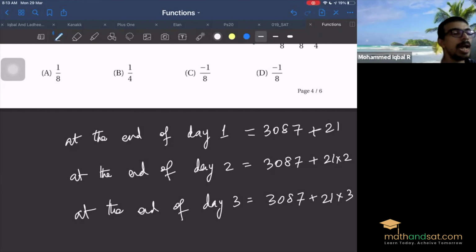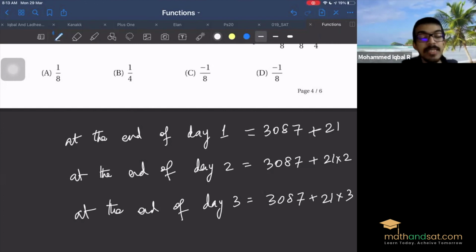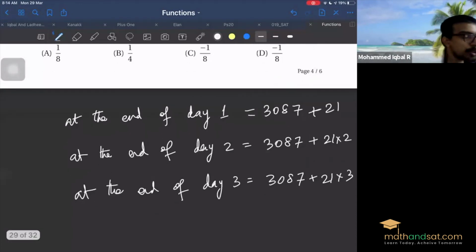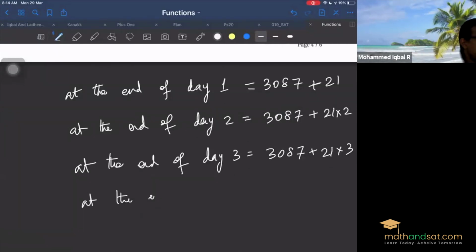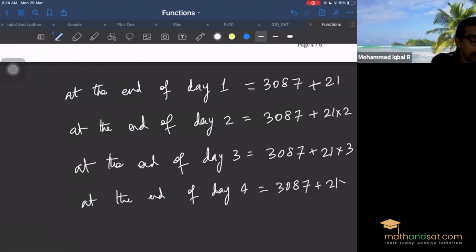And there is a pattern. This pattern is what we call an arithmetic progression. We have seen this in the previous class. An arithmetic progression is something that starts from one number and you keep adding some constant number to the initial number to get a sequence of numbers. An arithmetic progression is a special case of a linear function. So at the end of day 4, it is going to be 3087 plus 21 times 4.